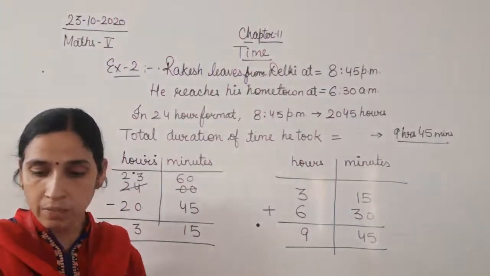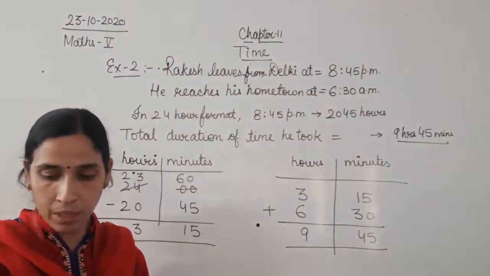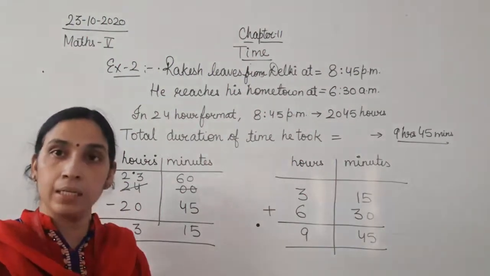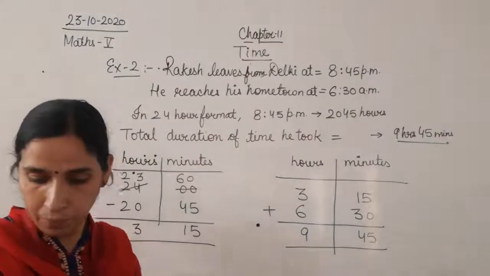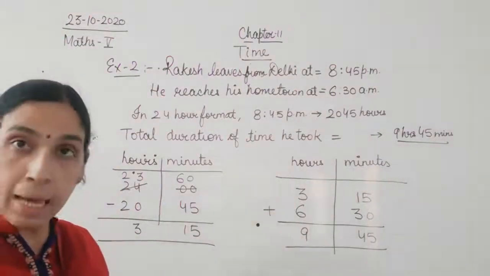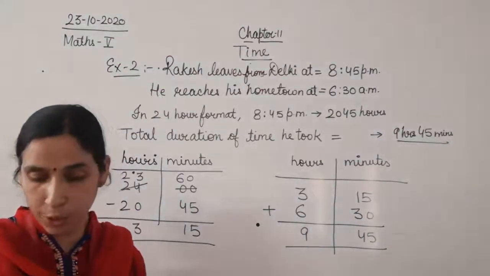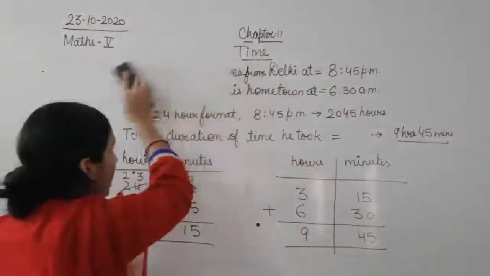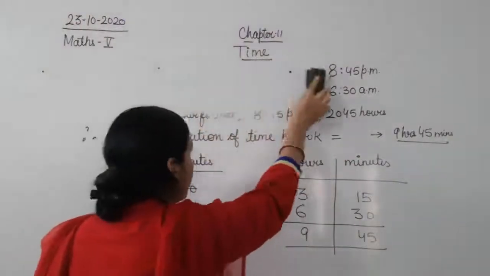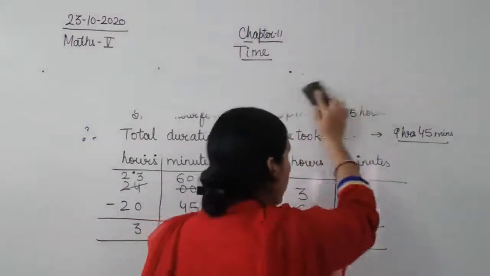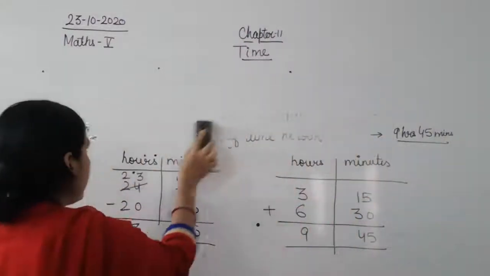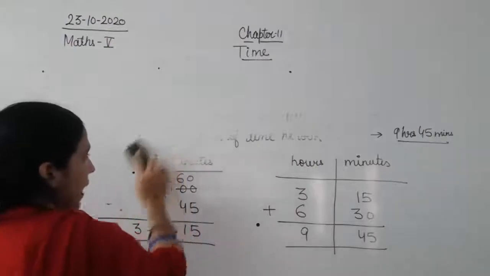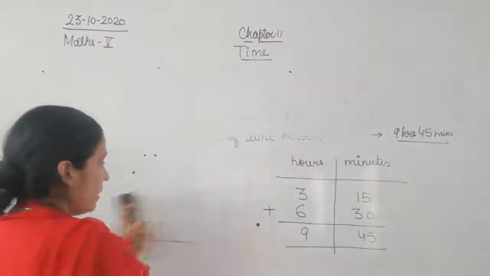Now children, we will come to this. Till example 2, the questions are related to finding the time duration, where you have been given the time duration. Now children, we will do question number 1 of exercise 11.4, which you have to do along with my video.